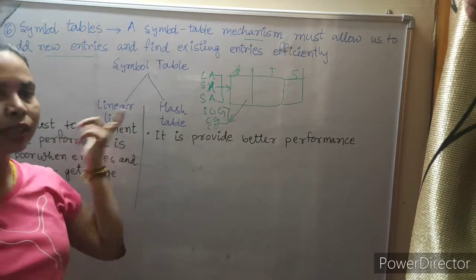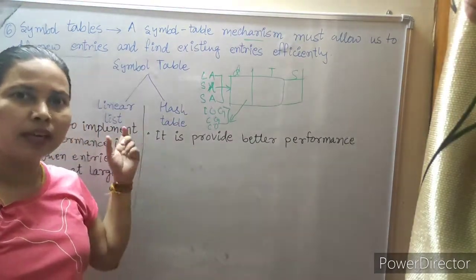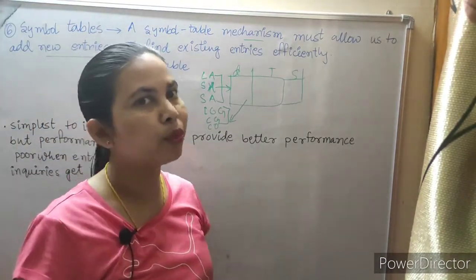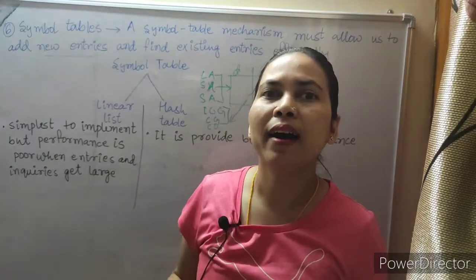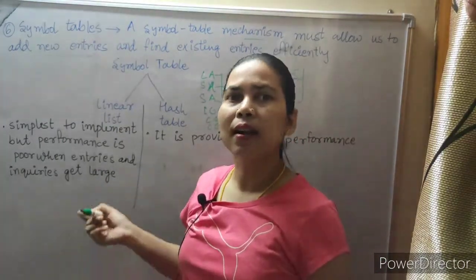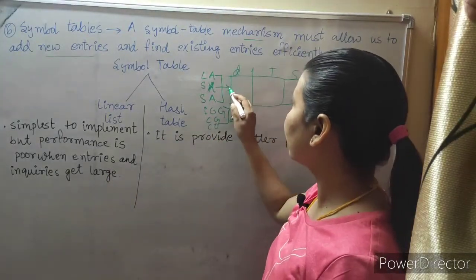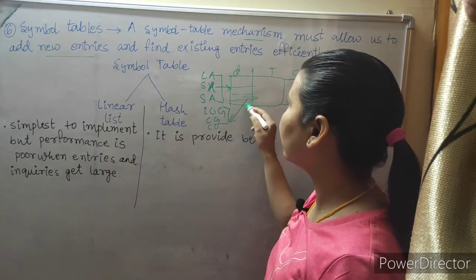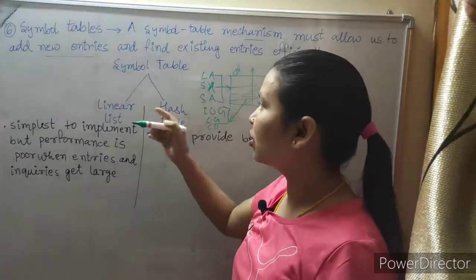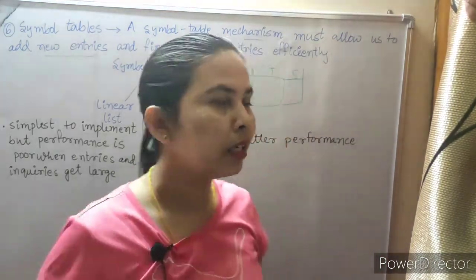The symbol table has two types. One is linear list, another one is hash table. Linear list is easy to implement, but it has poor performance when our enquiries and entries are large. When the size of the data is large and entering the data is large, at that time it has poor performance. The hash table gives better performance than linear list.